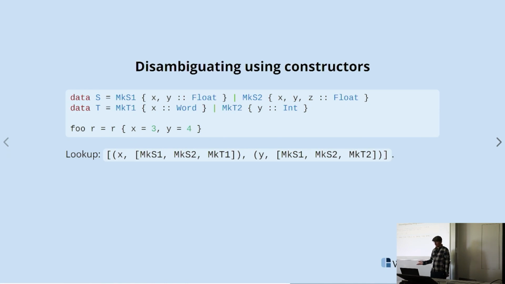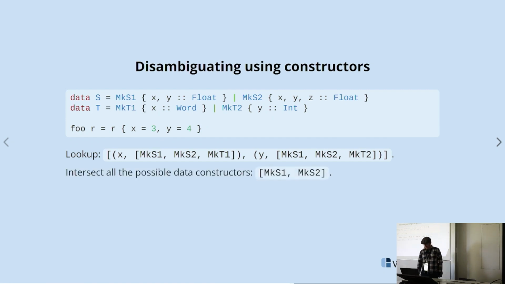But you want a data constructor that has all the fields, because otherwise the update wouldn't be valid. So you take an intersection, and you see T1 doesn't appear in the second one because T1 doesn't have Y, and T2 doesn't appear in the first one because T2 doesn't have X. So you end up with these data constructors.